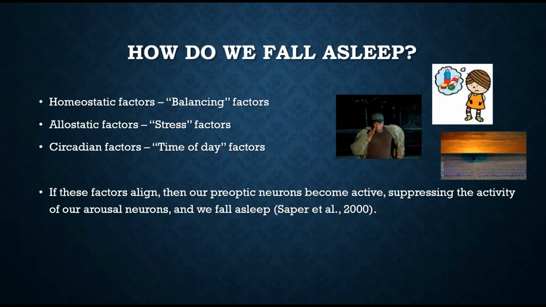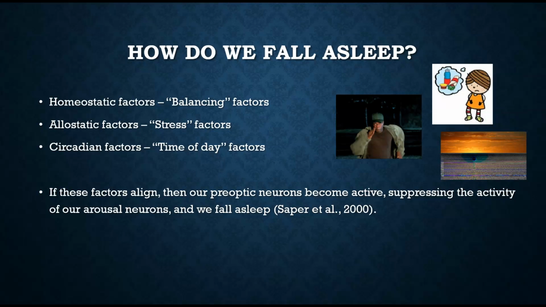But how do we fall asleep? Well, there are three primary factors that go into whether or not we are able to fall asleep. There are homeostatic factors, or balancing factors, which typically revolve around our hunger, our thirst, whether we're tired or not. Then there are allostatic factors, which are stress factors. For instance, if you're under a lot of pressure at school or a lot of pressure at work, or if a traumatic life event has happened, it's possible for allostatic factors to actually outcompete homeostatic factors, thus keeping you up.